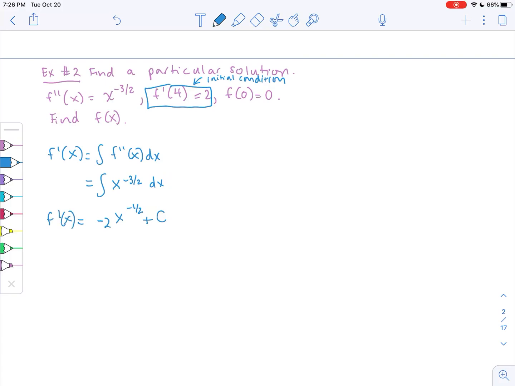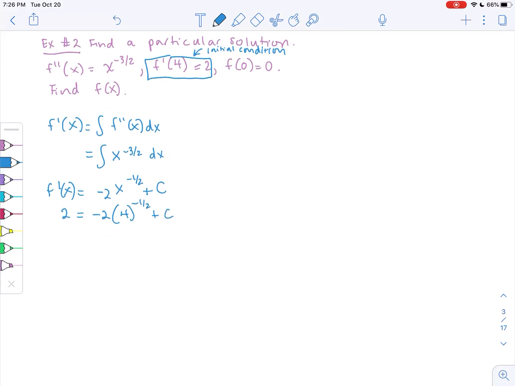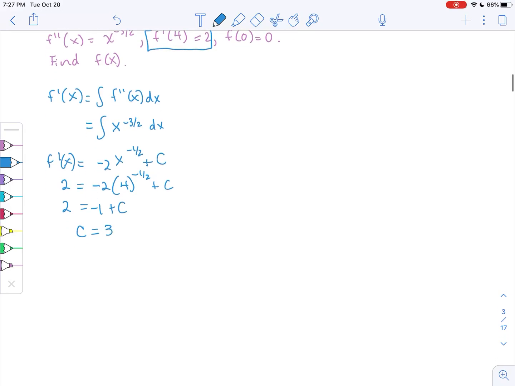And so what we do is we plug everything in. When the first derivative is evaluated at 4, we get 2. All that means is if I plug 4 in for x, the first derivative should be equal to 2. So 2 is the y value, -2, and then plug 4 into my x value. If I take the square root of 4, put it underneath, because this is a negative exponent, which means it goes under, the square root of 4 is 2. So -2 over 2 is -1, plus c. We see that the initial condition allows me to solve for my constant of integration, and I get c is equal to 3. So the particular solution is that f prime of x is -2x to the -1/2 plus 3. I took this and figured out what c was, and then replaced the c in that expression.